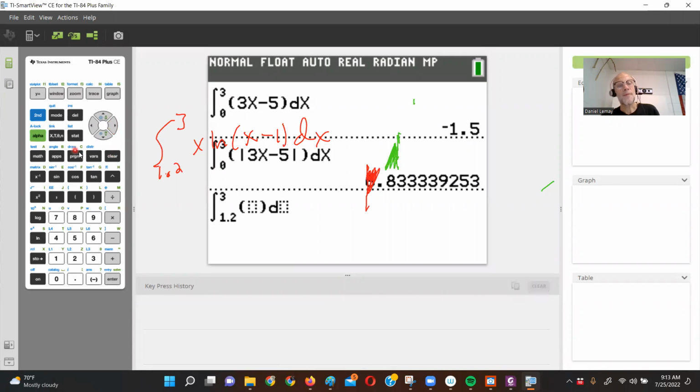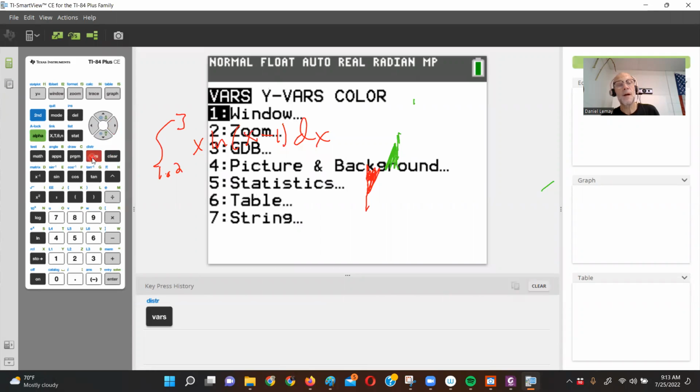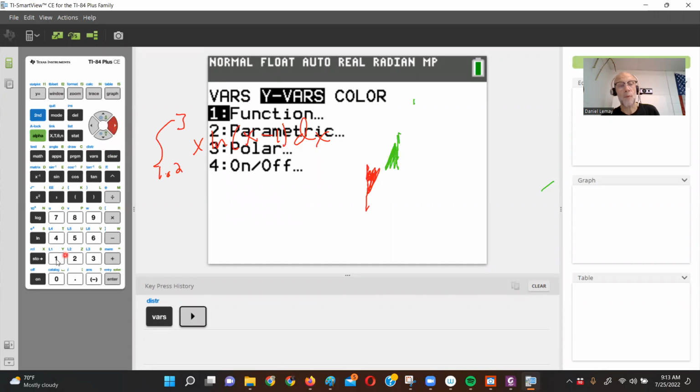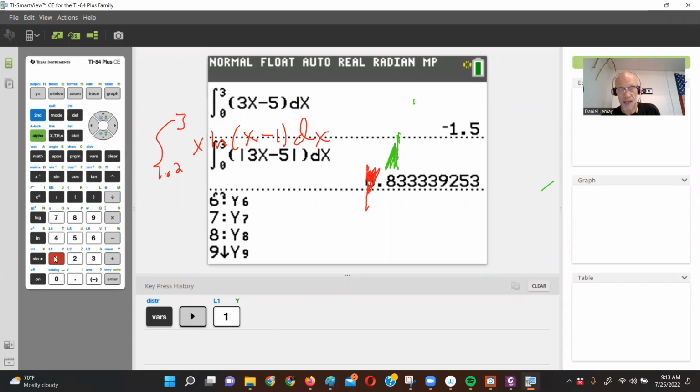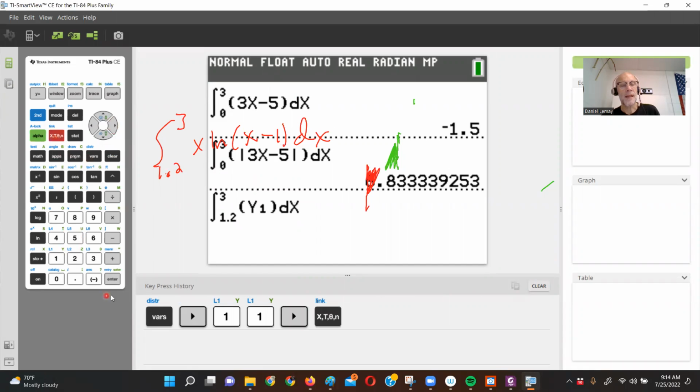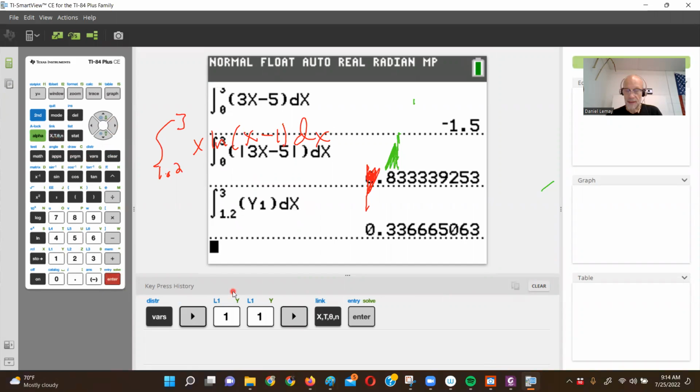Okay, so if I press bars and then arrow over to Y bars and then type a 1 for the function, it's in function 1 in Y1. You can hit enter, or I'm just going to type a 1. And see, there it dumps that equation into the integral, and we're going to do x, and then enter, and that's the net area. So I was wrong.